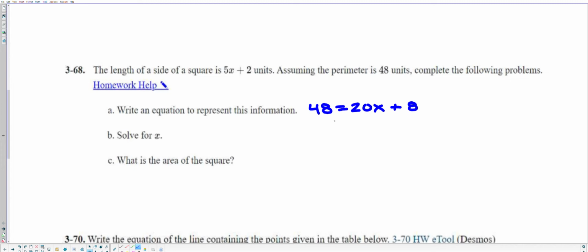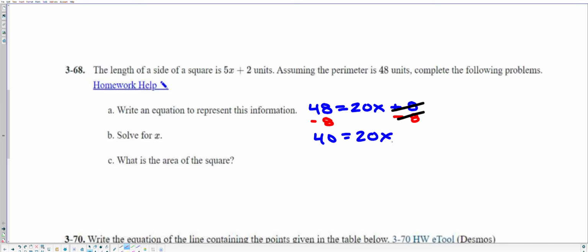Okay, so now we're going to go ahead and solve this equation. So by solving it, I'm going to have to go ahead and do inverse operations. So I'm going to have to solve for x. Okay, x is sitting right here. That means we need to get rid of the 8 and then get rid of the 20. So to get rid of the 8, we need to subtract 8 because subtraction of 8 is the inverse of addition of 8. So the 8 cancel out, becomes 0, and we have 48 minus 8 is 40 equals 20x.